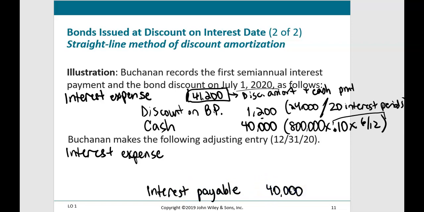Now January 1st, the next day, we debit this interest payable and credit cash. And we're also going to amortize that discount. Straight line, same amount every period. And the interest expense, same amount every period.